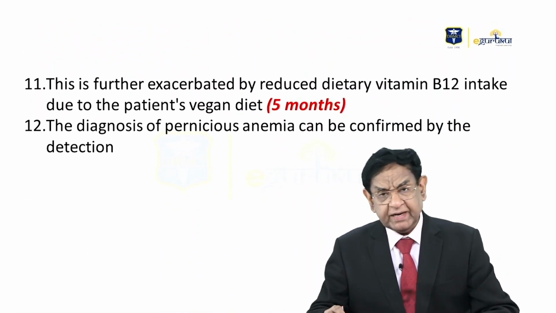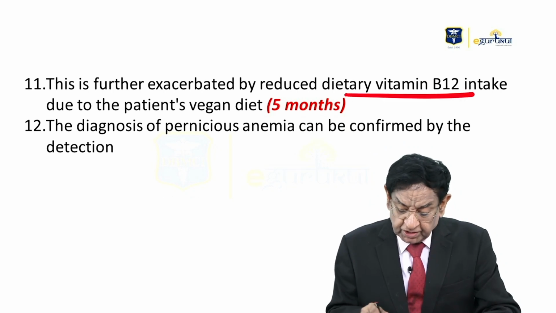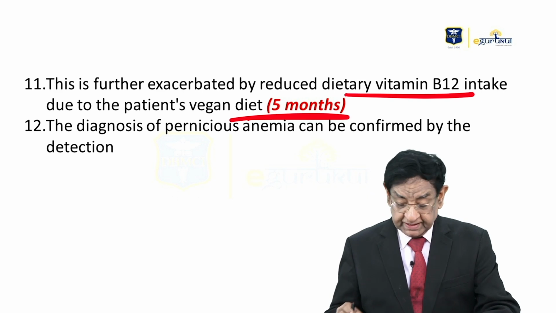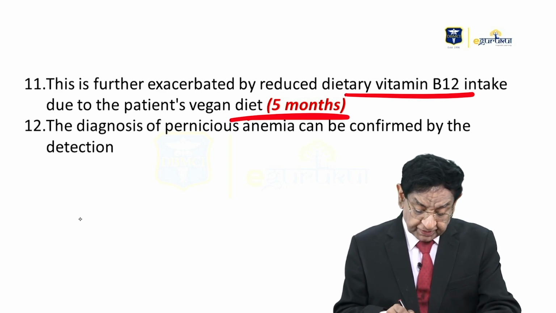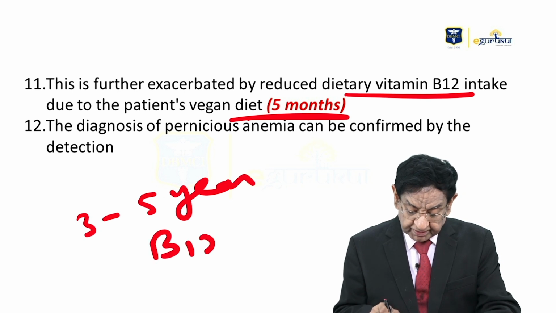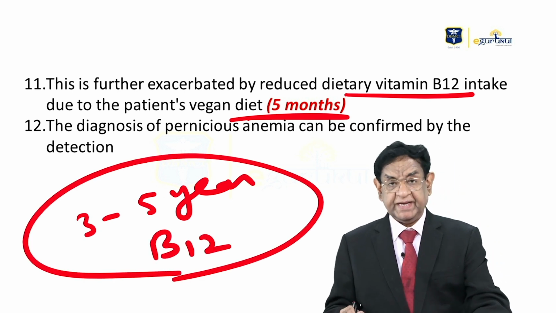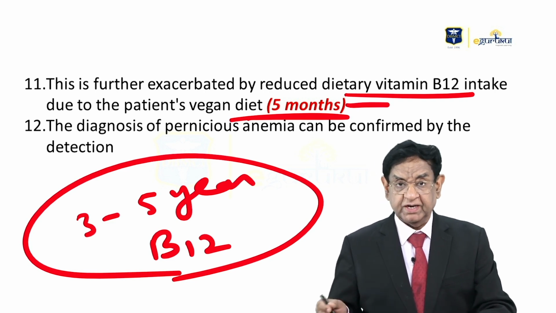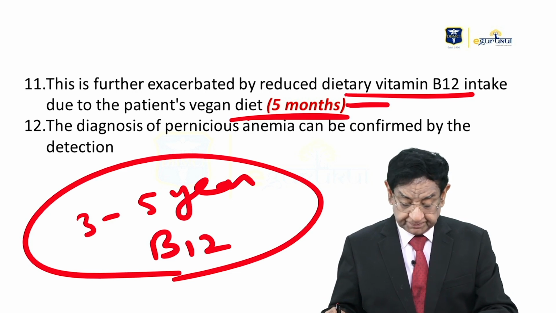Now, can it be dietary? He became vegetarian only 5 months back, and the liver has a storage of 3 to 5 years of vitamin B12. With this much liver storage, 3 to 5 months of diet change will not cause B12 deficiency.